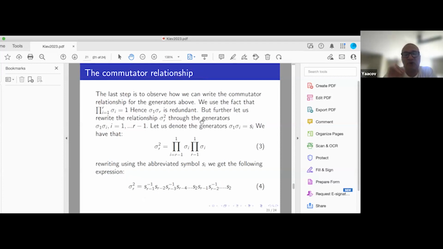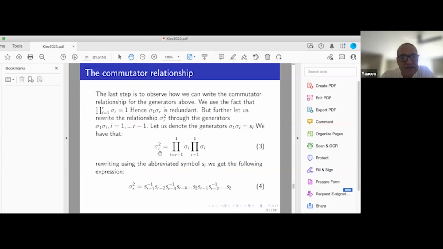But further, we also have a relationship for sigma r square through the generators sigma 1 sigma I. Let us denote these generators by S I. We write sigma r square as a product, with I going from r minus 1 to 1. What is this sigma I? I'm using the relation inside the sphere, that sigma 1 sigma 2 through sigma r equals 1. So I take sigma r and rewrite it through sigma I, writing sigma r square as a combination of these elements inside the fundamental group of the sphere.